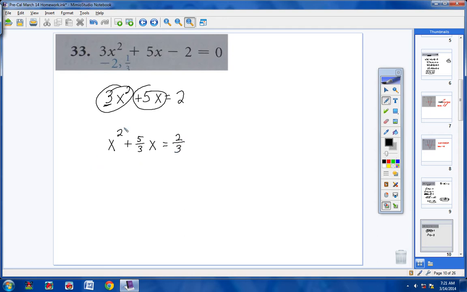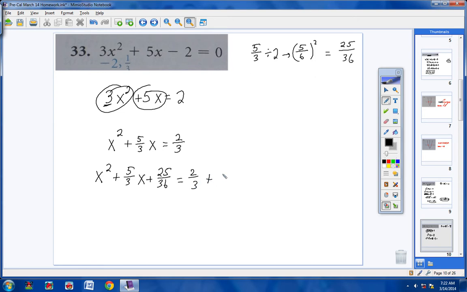Very good, no problem. Now moving on, the next step says to take your x coefficient, in this case it's 5/3, and divide it by 2. So 5/3 divided by 2, you can use a calculator if you need to, would give you 5/6, and then I've taught you to square that number, and if you square that you will get 25/36, and you're going to add that to both sides, okay? So x squared plus 5/3 x plus 25/36 equals 2/3 plus 25/36.